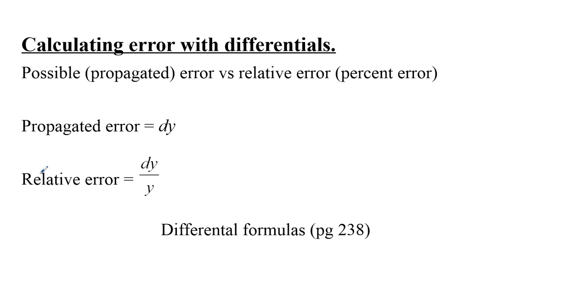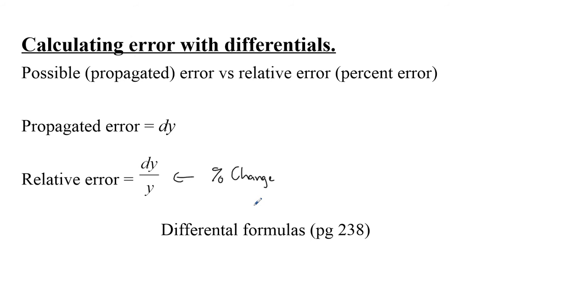Okay, so calculating propagated error with differentials, the possible propagated error is just dy. And again, this is approximation. The relative error is dy over the actual value of y, and I will show you what that means in one of our examples. But what you can kind of think of this as percent change.